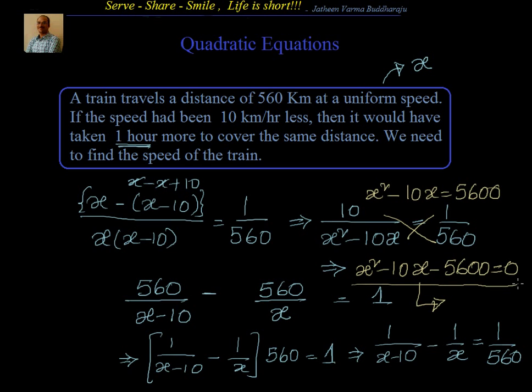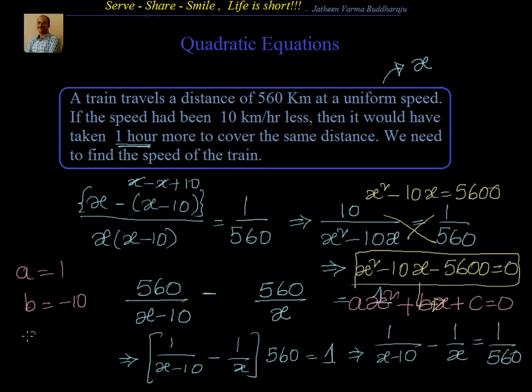Now if you look at this equation, it is of the form ax square plus bx plus c equal to 0, with a equal to 1, b equal to minus 10, and c equal to minus 5600. In the coming session we will see how to solve them. We can use splitting the middle term, or we can use the quadratic formula. We will look into that in the coming sessions. Now we have represented the given scenario in terms of a quadratic equation.